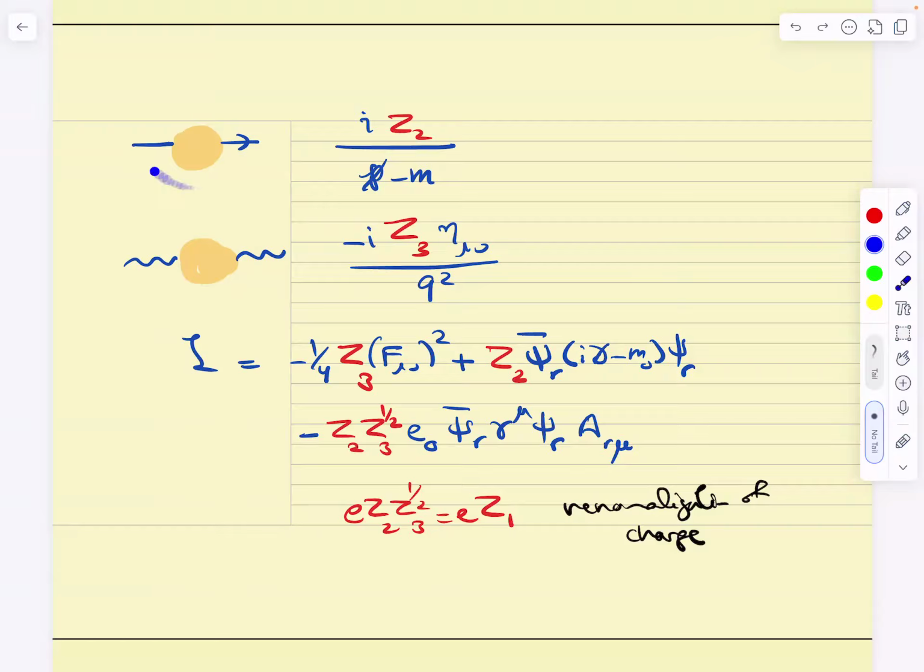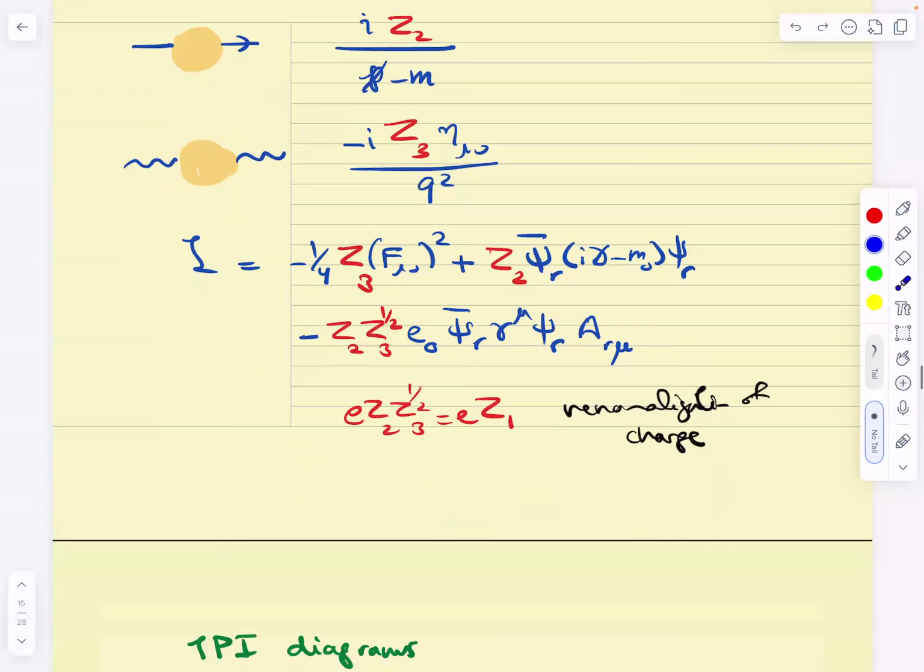It's clear that this is supposed to be a 2-point function of the renormalized fermion field. Therefore, there will be a Z2 appearing here, right? And this is going to be a 2-point function of the photon, so there will be a Z3 appearing here. Good.